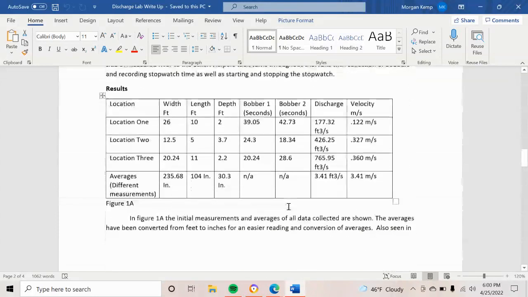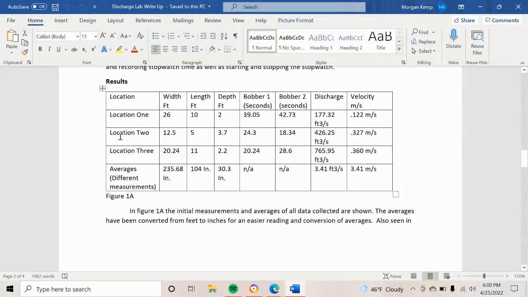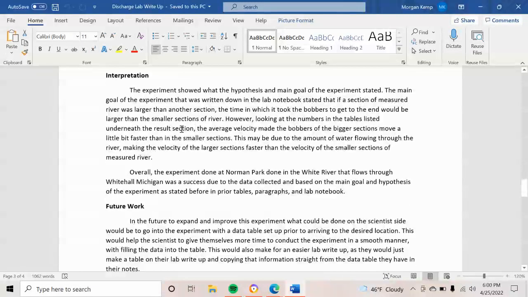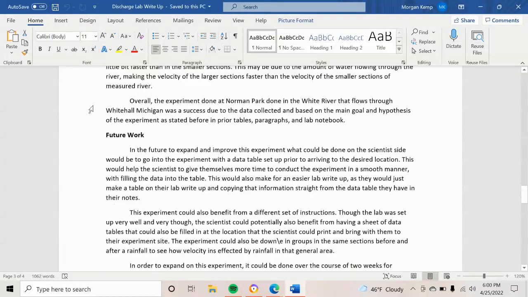And as we can see up here, the locations that had the bigger cross-sectional areas also did have a bigger velocity. So in my interpretation, my hypothesis and the main goal of my experiment, which I stated before, was true.